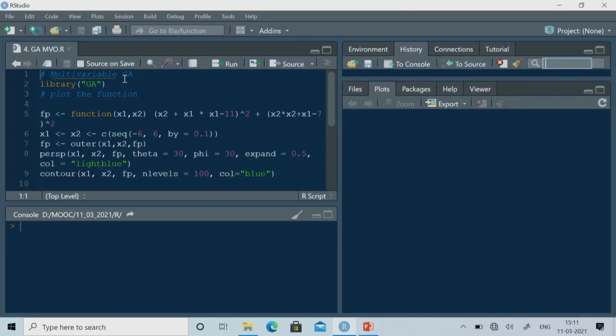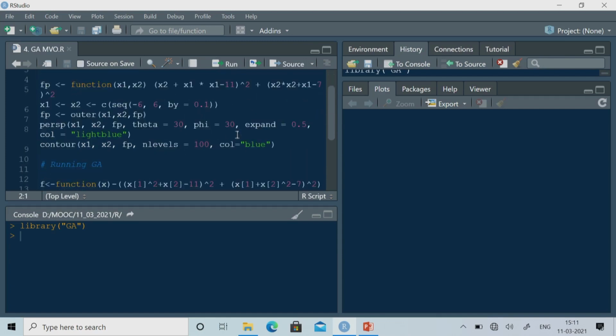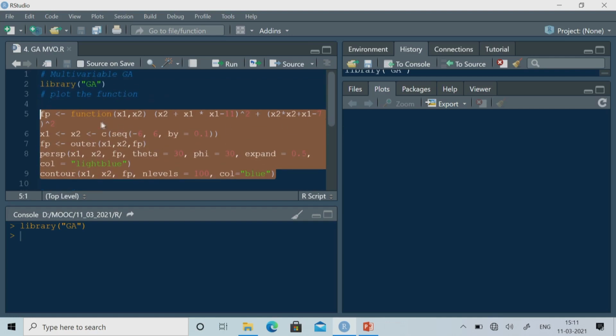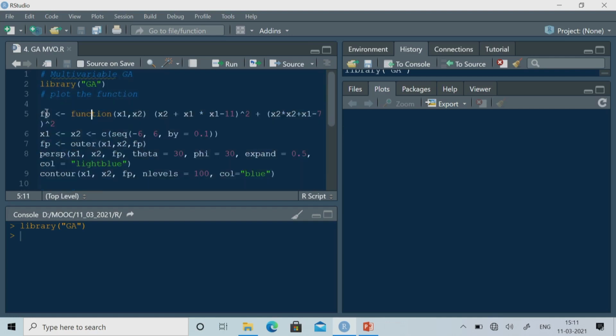Here this is a multivariable function, so I am writing multivariable ZA. You have to include the ZA library. So, just include it, and then first I would like to plot the function. These few lines are just to plot the function. Here I am just writing the function, that is fp, the function to plot, and it is a 2 variable function.